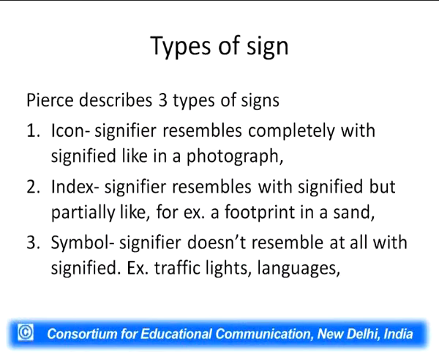Here the signifier doesn't resemble at all, and we have to learn the relationship of the signifier and signified. For example, traffic lights and languages. Bread in the English language, we call bread. In French, it is called pain. So pain in French is bread, and bread in English is bread. The concept is the same, but we are using different words, a different set of letters, to describe the same concept. So we have to learn that P-A-I-N, pain, means bread in French, and B-R-E-A-D refers to bread in English. So it has to be learnt.